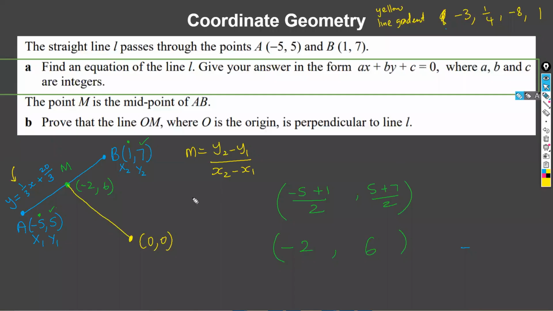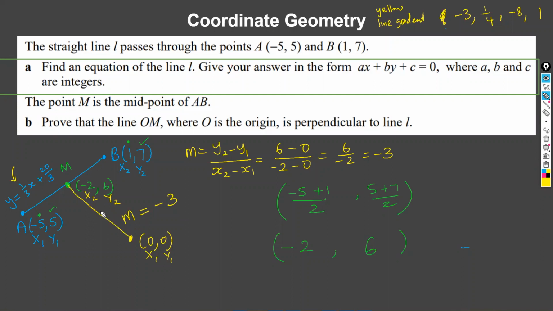All right, so for the yellow line, we can just call one point x1 and y1, and the other point at the end x2 and y2. So it's y2 minus y1, 6 minus 0, over minus 2 minus 0. I get 6 divided by minus 2, which is minus 3. So the gradient of the yellow line is minus 3.